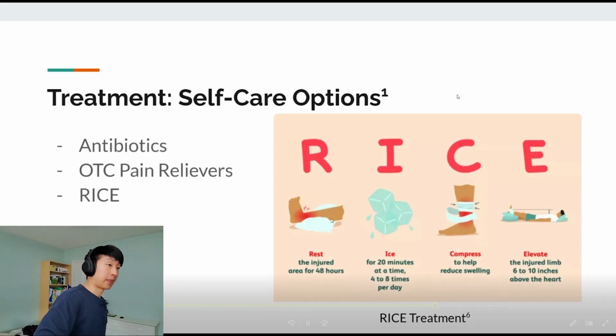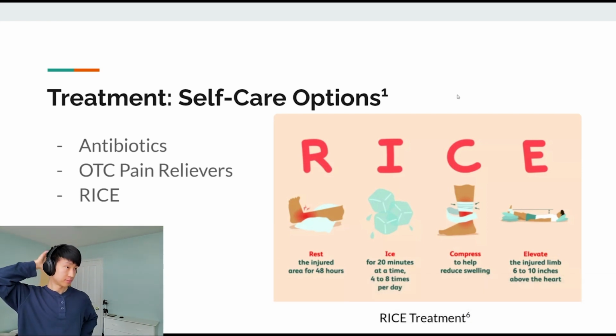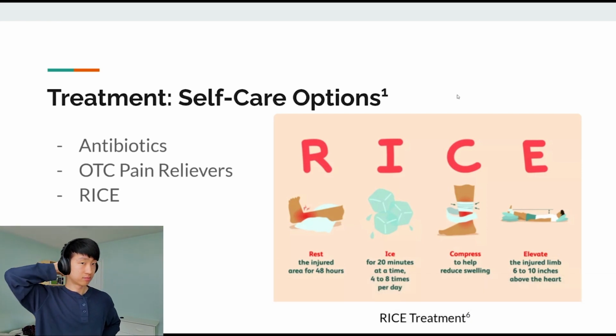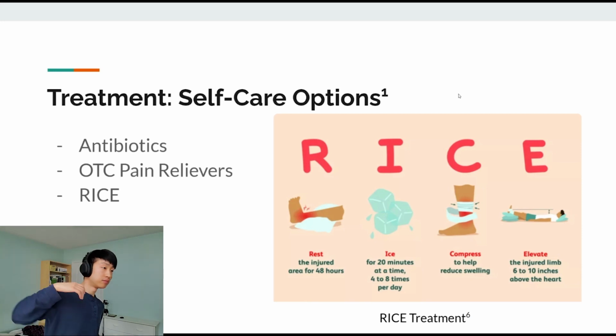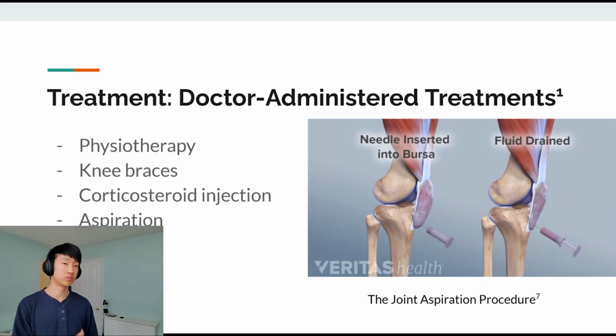Basically rest, ice, compress, and elevate. This is to lower pain, inflammation, and swelling as much as possible. If you have a more severe case or recurring case, you would have doctor administered treatments, which are the following: physiotherapy, knee braces, a corticosteroid injection, aspiration, and if none of those work and bursitis keeps flaring back up, you may need to remove it via surgery.